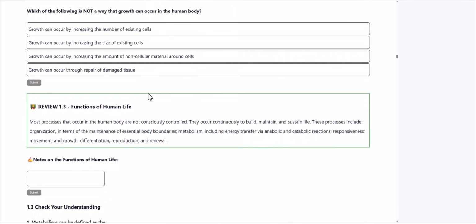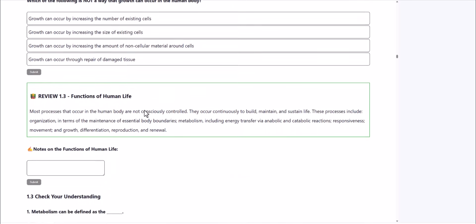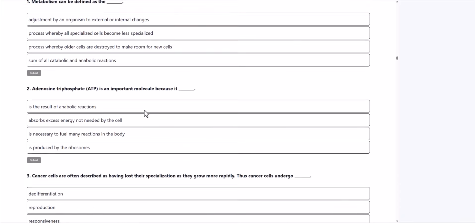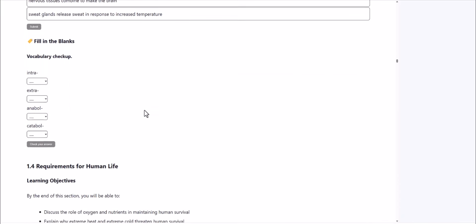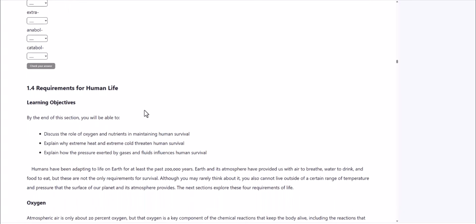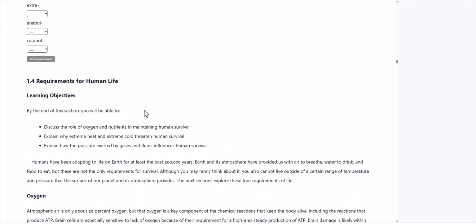So that comes to a quick end to section 1.3. Again, answer these questions to make sure you're understanding what's going on. And now let's take a look at the requirements for human life.